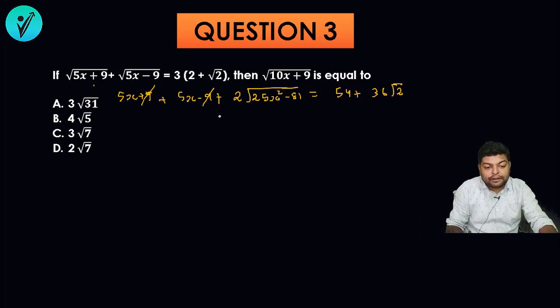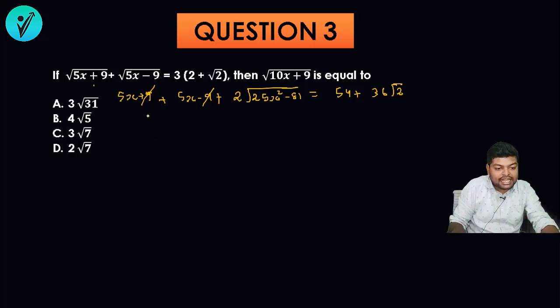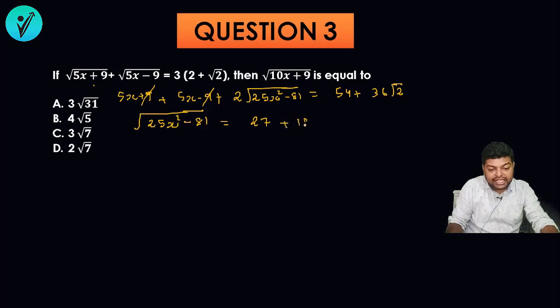Now if you take 2 common and arrange the root terms to one side and non-root terms to the other side, variables on one side and constants on the other side, I'll have, again I have taken 2 common also. So I'm simply writing 25x square minus 81 equals, I have taken 2 common, so it will be 27, then we'll have 18 root 2, and then we'll have minus 5x. Why minus 5x? Because this 5x is coming from that side of the equals to.